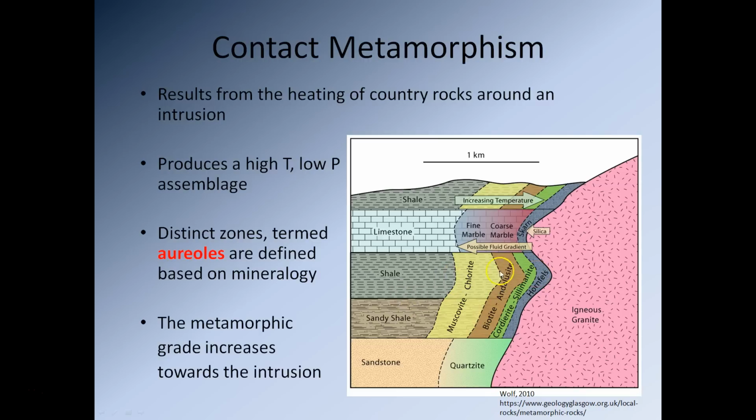Now, as we move from one zone to another, the minerals change. So here we have muscovite and chlorite. They give way to biotite and andalusite. Andalusite and biotite give way to cordierite and sillimanite, and eventually we end up with a hornfels. So we have distinct zones which are based on the index minerals that are present, and these distinct zones are referred to as aureoles. And so as you head towards the intrusion, the metamorphic grade of the aureoles will become higher, because the temperature is increasing.